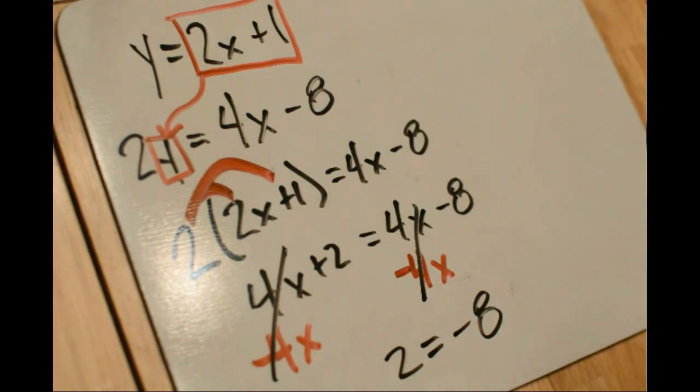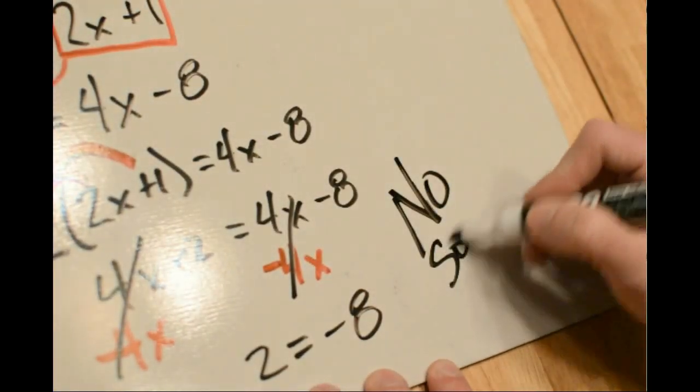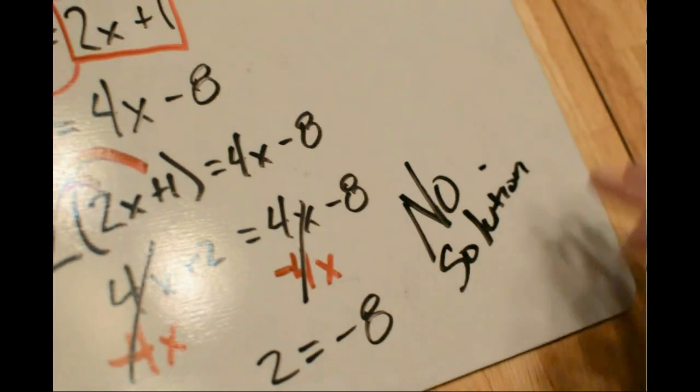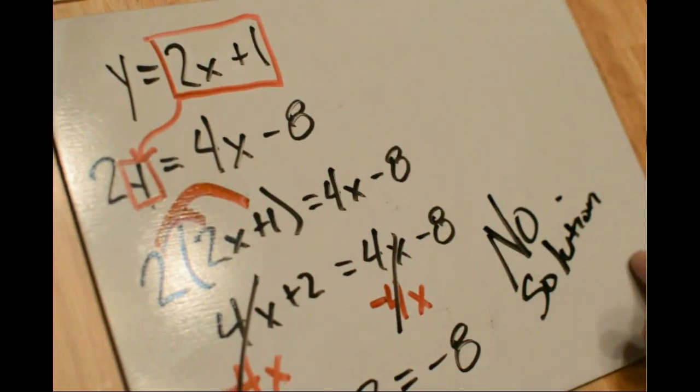When you get a statement like that where the variable terms cancel out completely and you just have a statement about numbers, if that statement is false, you have no solution. There is no value of x, no value of y that you could substitute into this system of equations that'll make it true at the same time for both equations.